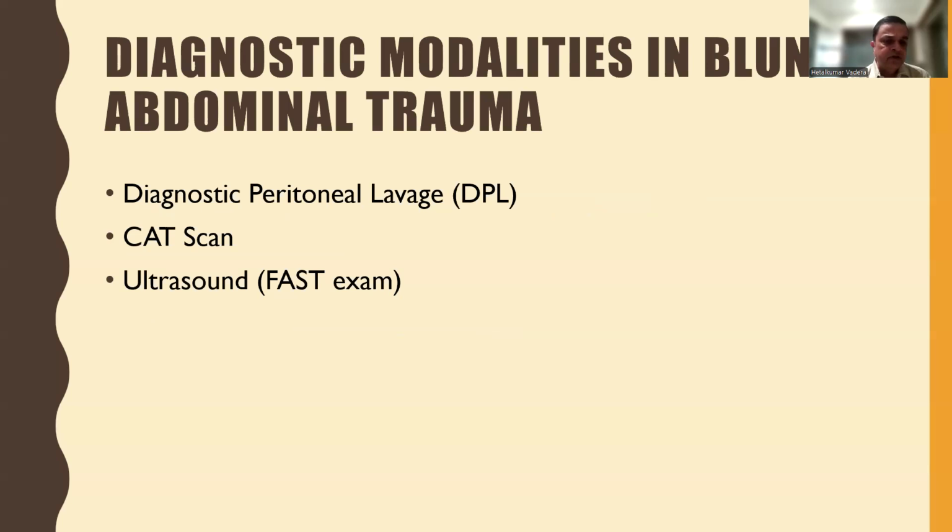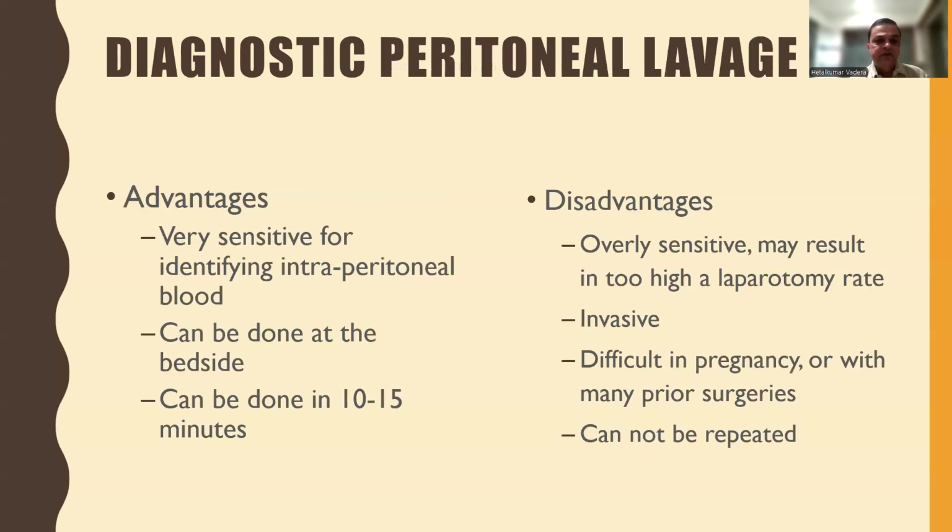We can diagnose it with three techniques. First is diagnostic peritoneal lavage, second is CT scan, and third is ultrasound FAST examination. First, we will discuss diagnostic peritoneal lavage. There are some advantages and some disadvantages. Here we puncture the peritoneum and aspirate for blood. If we find blood, it is a positive diagnostic peritoneal lavage, and we will go for laparotomy.